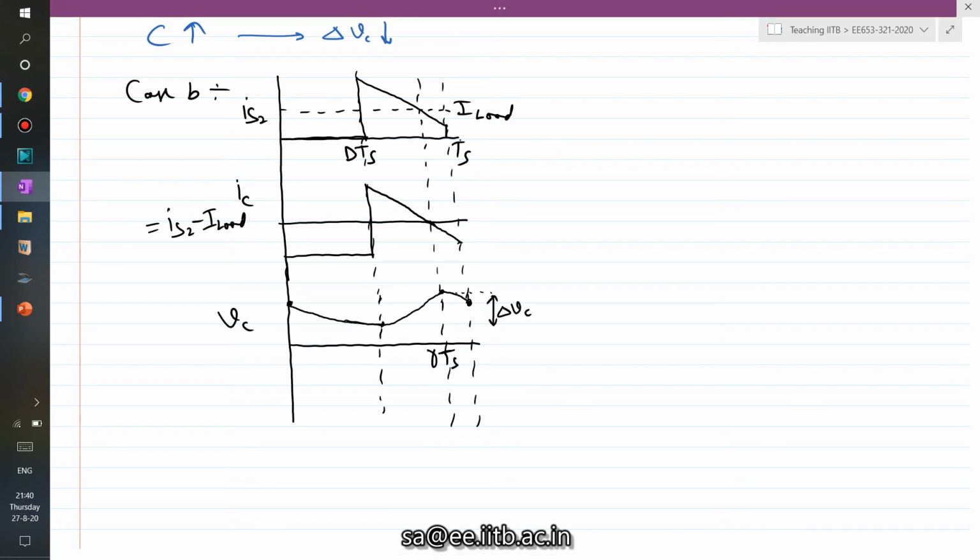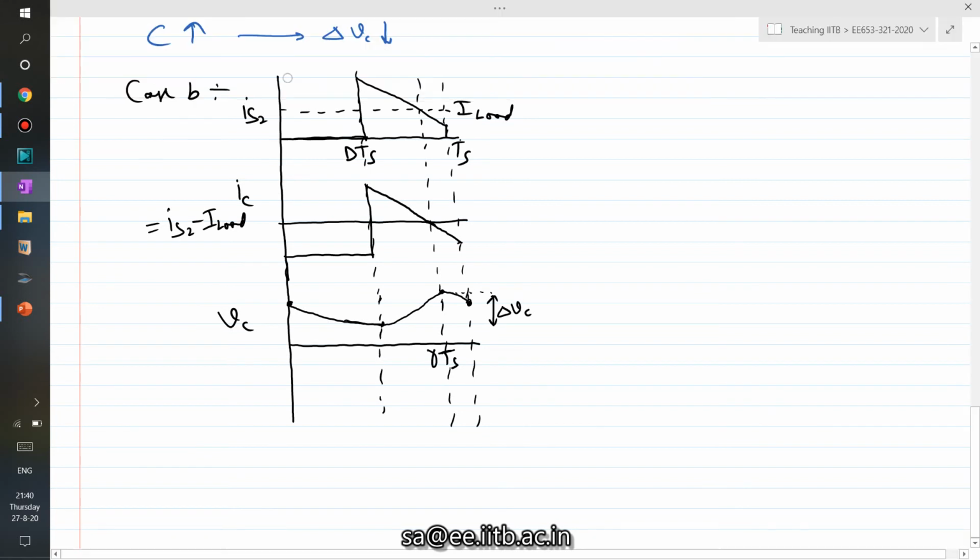Now let's start from the same equation that we would do, which is capacitor current is equal to C times dVc by dt. Let's integrate.